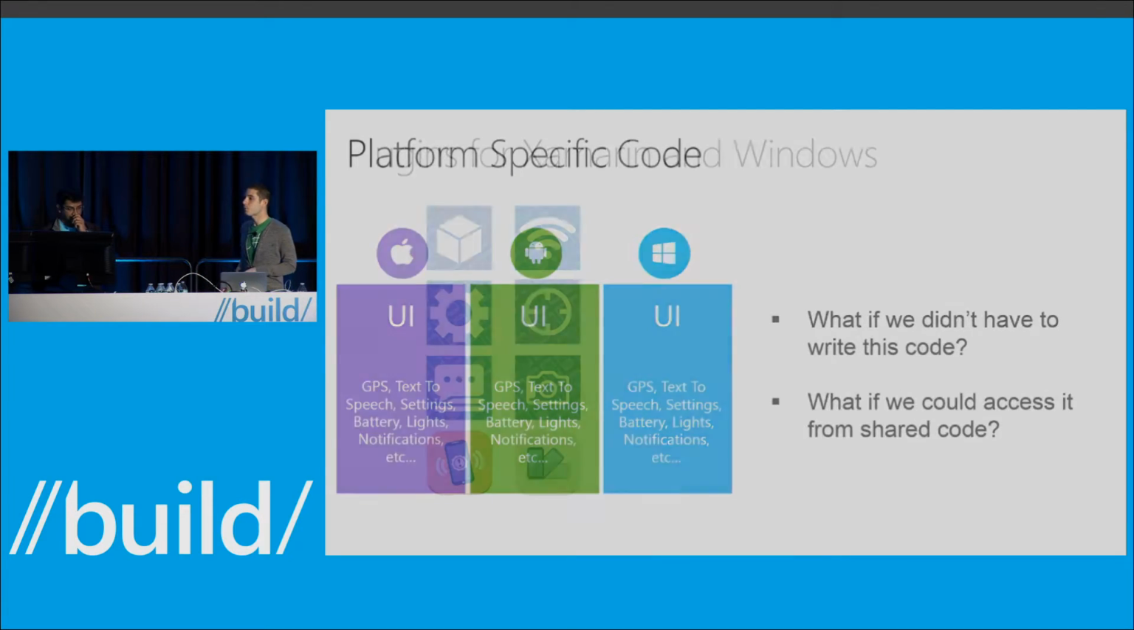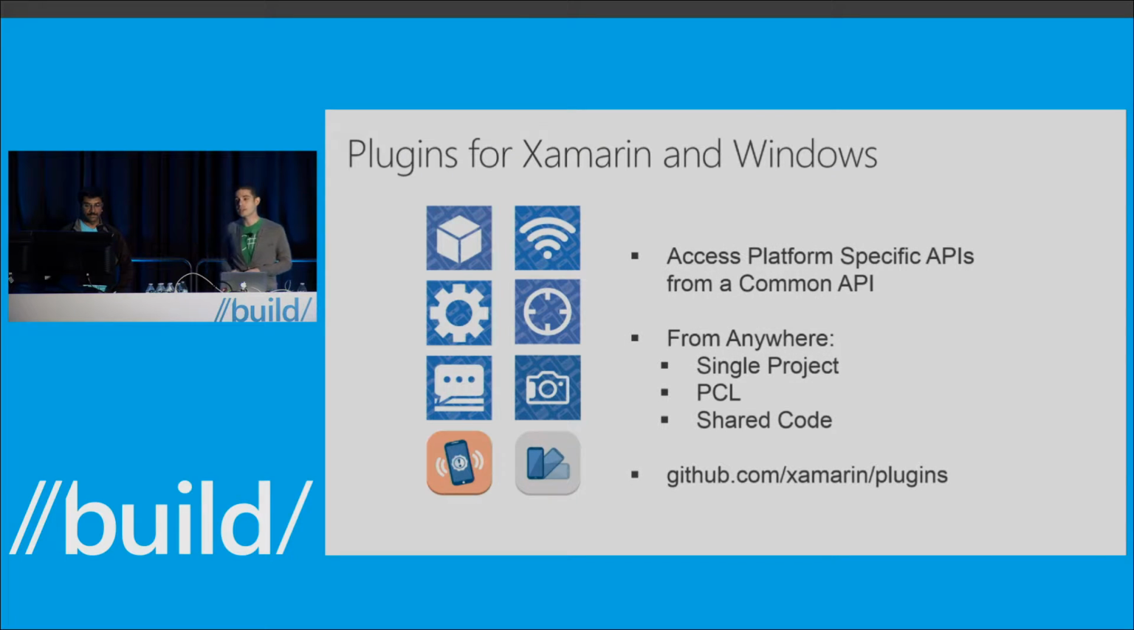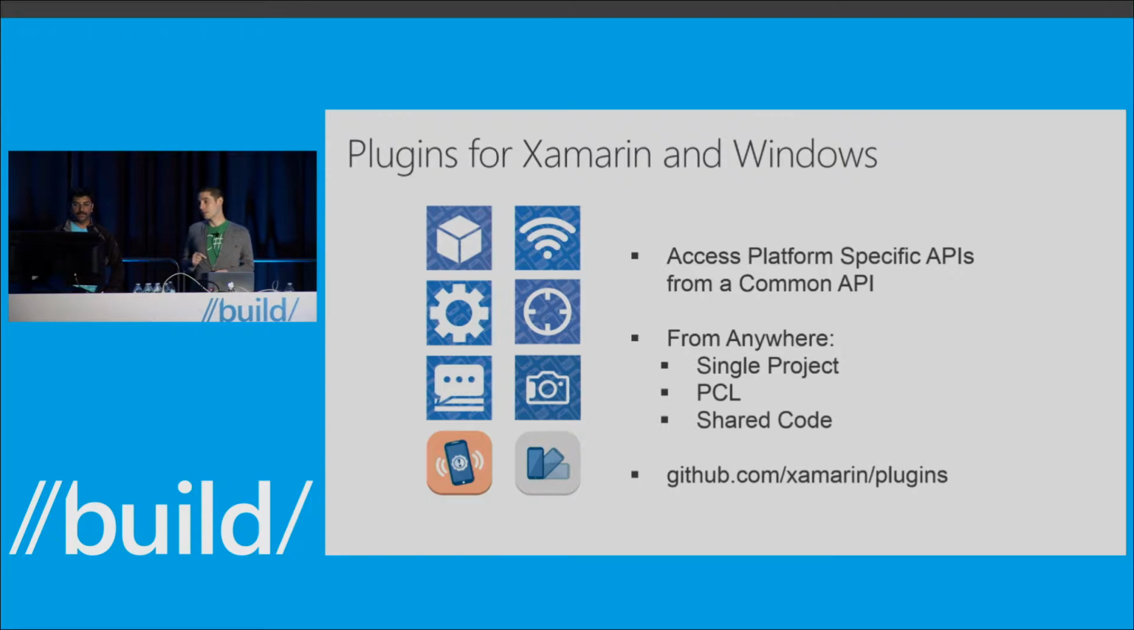So we have a concept of plugins for Xamarin and Windows. This is taking all of that platform-specific implementation of GPS, accelerometers, taking photos, text-to-speech, push notifications, and giving you a single API to access from shared code. And this is how we do it for the settings. And there's a GitHub page of all the different plugins. These are created by some Xamarins, but also the community as well, all open source.